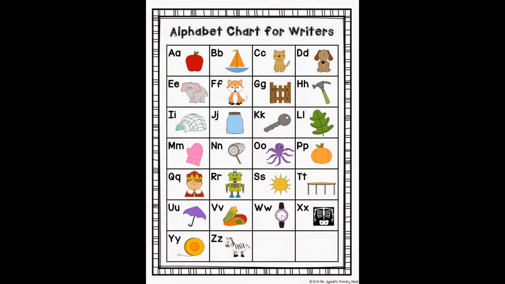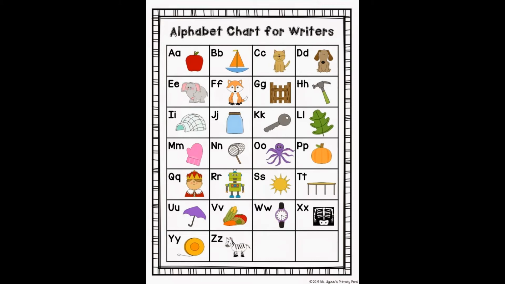So let's say I want to write the word bat. The first thing I do is talk like a turtle. Bat. Wow, I hear lots of sounds in that word. The first sound I hear in bat is b, b, b. But I don't remember which letter makes the sound b, b. So I can use my alphabet chart.